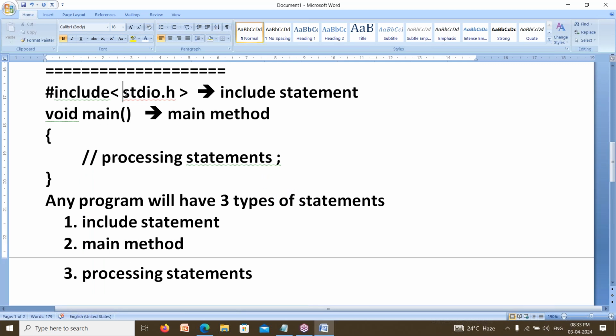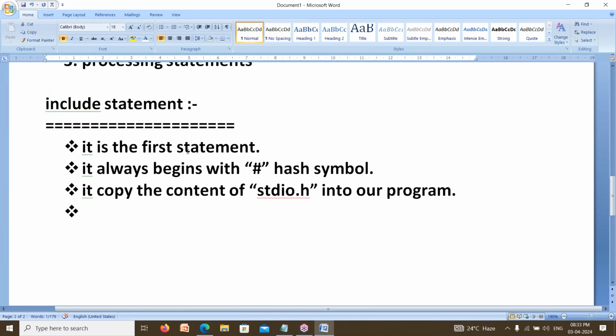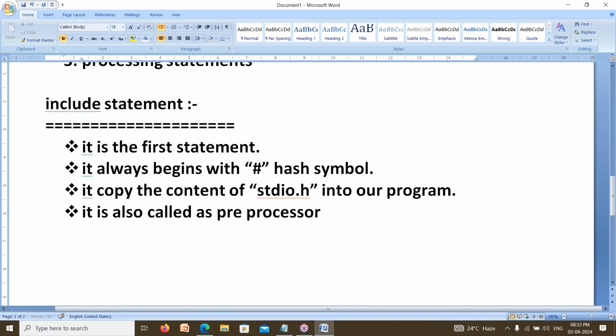Using this header file, we can build our program easily. So it is the first statement. It always begins with a hash symbol. It copies the content of the header file into our program. It is also called by one more name: preprocessor directive.